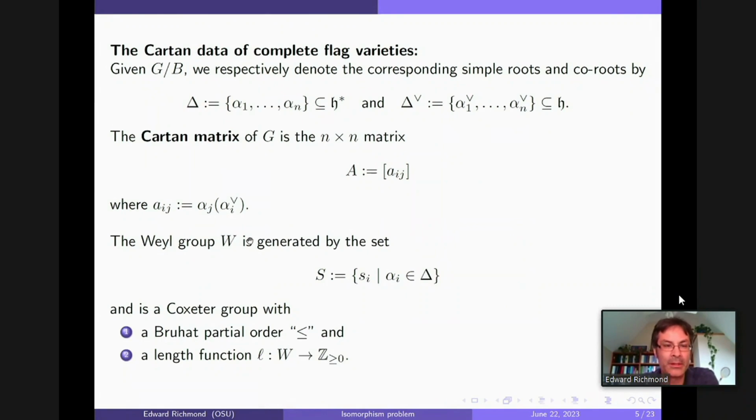Okay, so one thing that's true is that the Weyl group is generated by a set of simple reflections, and this set of reflections is going to be in bijection with the set of simple roots or coroots. So if I have alpha 1 through alpha n here, I'm going to have s1 through sn here, and the Weyl group is a Coxeter group that comes equipped with a Bruhat partial order and a length function. By the way, if any of you have questions, just feel free to interrupt, I'm happy to take questions at any time.